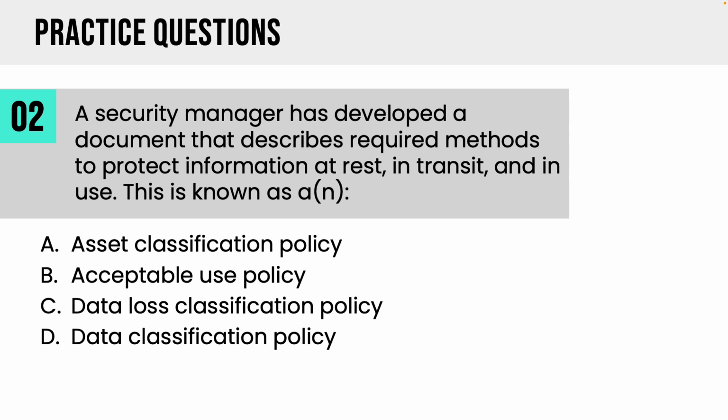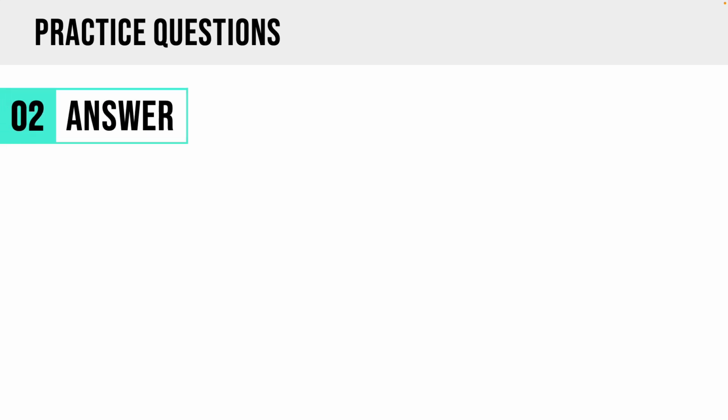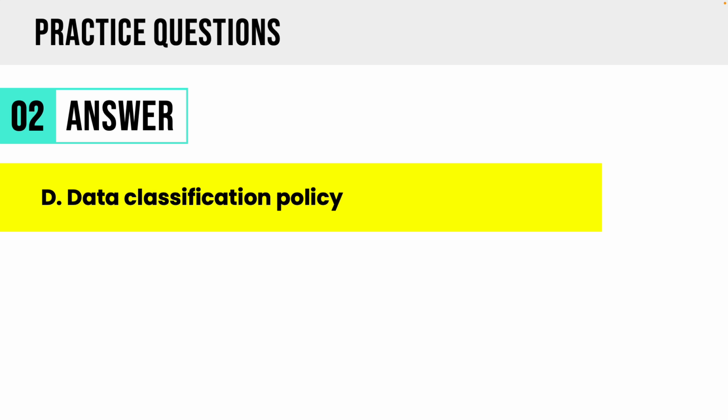So looking at the question here, the key ask is that we identify the document that describes required methods to protect information, so this is data focused, but protecting information at rest, in transit, and in use. So it's definitely not an asset classification policy because it's focused purely on information, on data. It's not an acceptable use policy. This isn't giving users guidance on acceptable use. So in this case, it's going to be something related to data. The right answer here is a data classification policy.